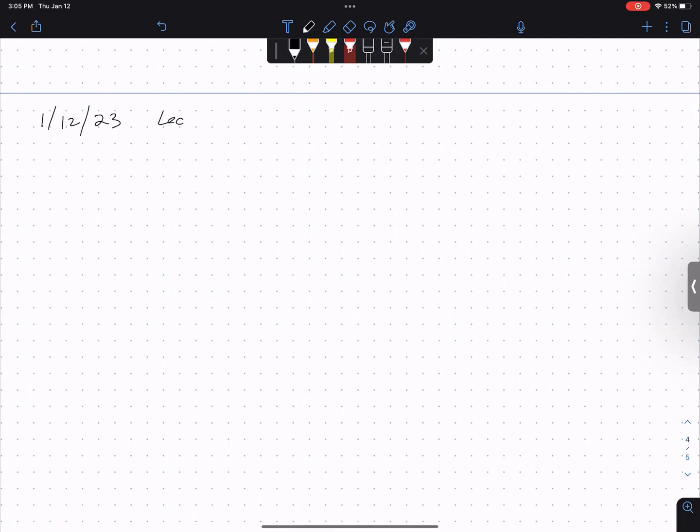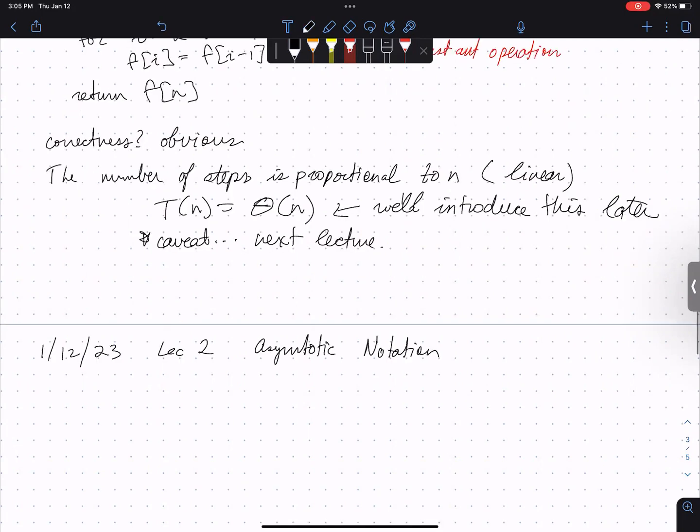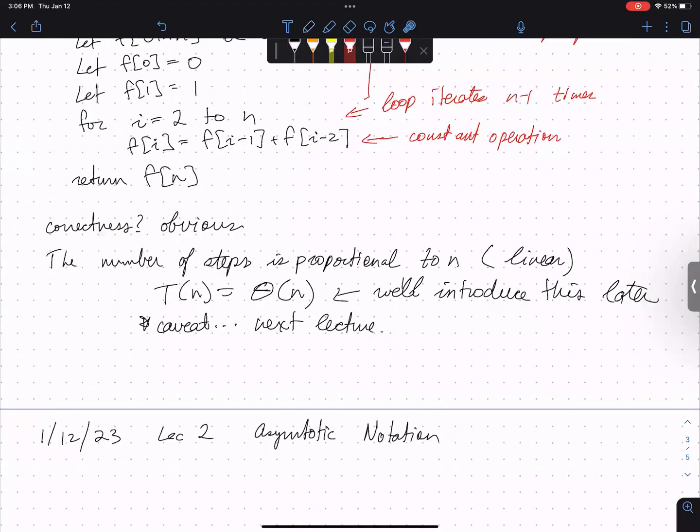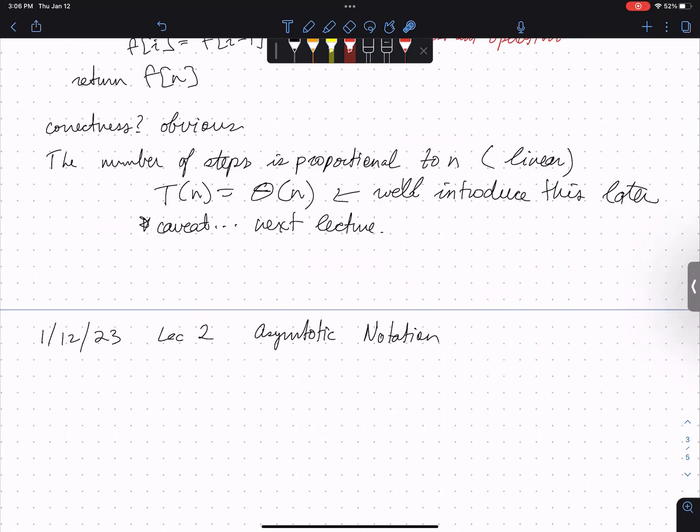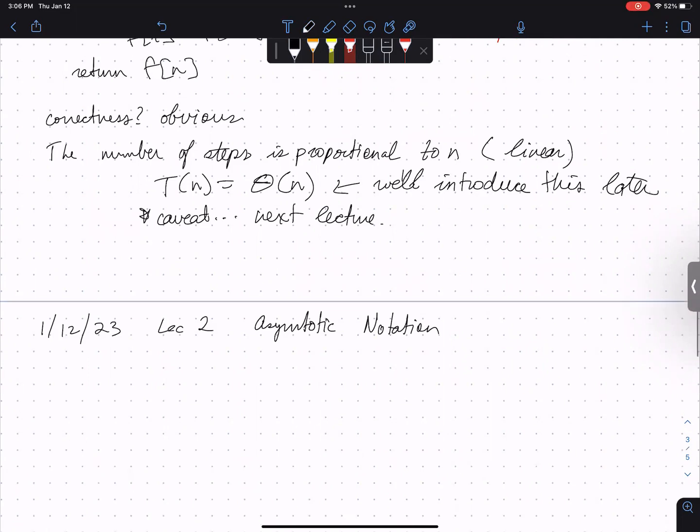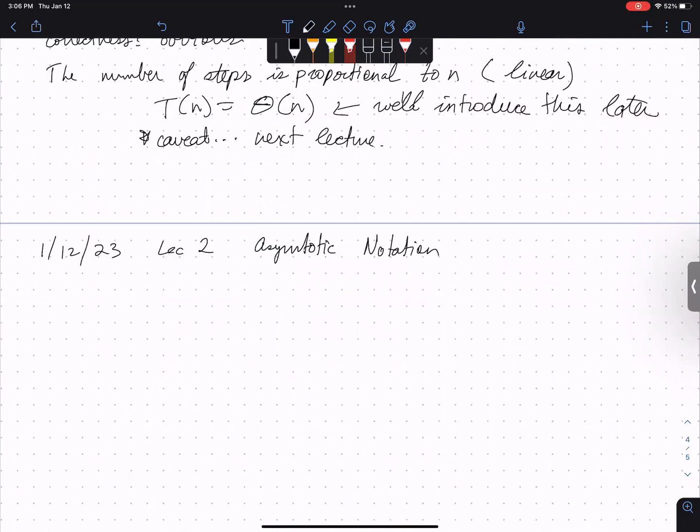This is our second lecture, and today we're going to talk about asymptotic notation. This is something I alluded to at the end of last lecture, when I write something like T of n equals theta of n. This is asymptotic notation. So today we'll talk about what it means and how to use it. And this is going to be the big basis for your homework, which is going to be out later today.